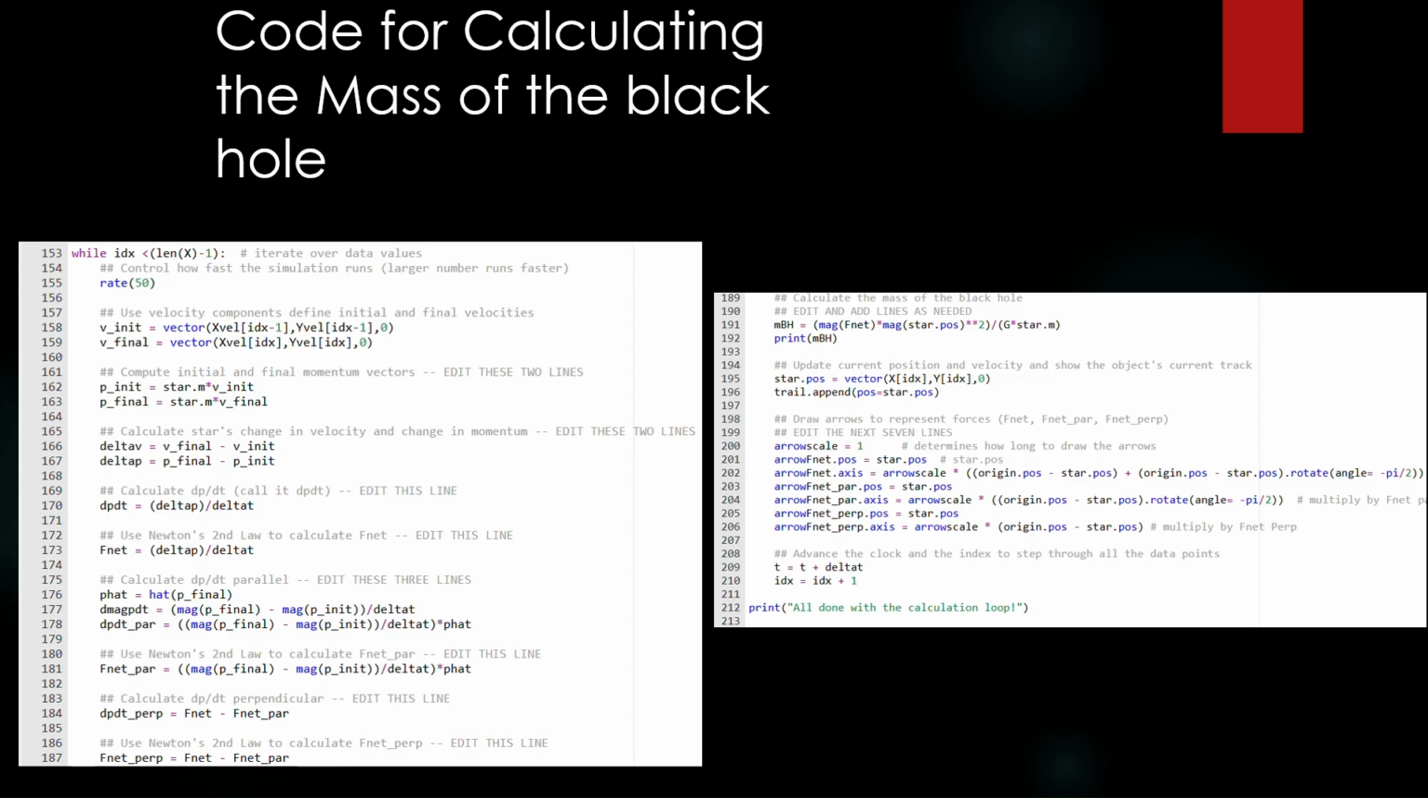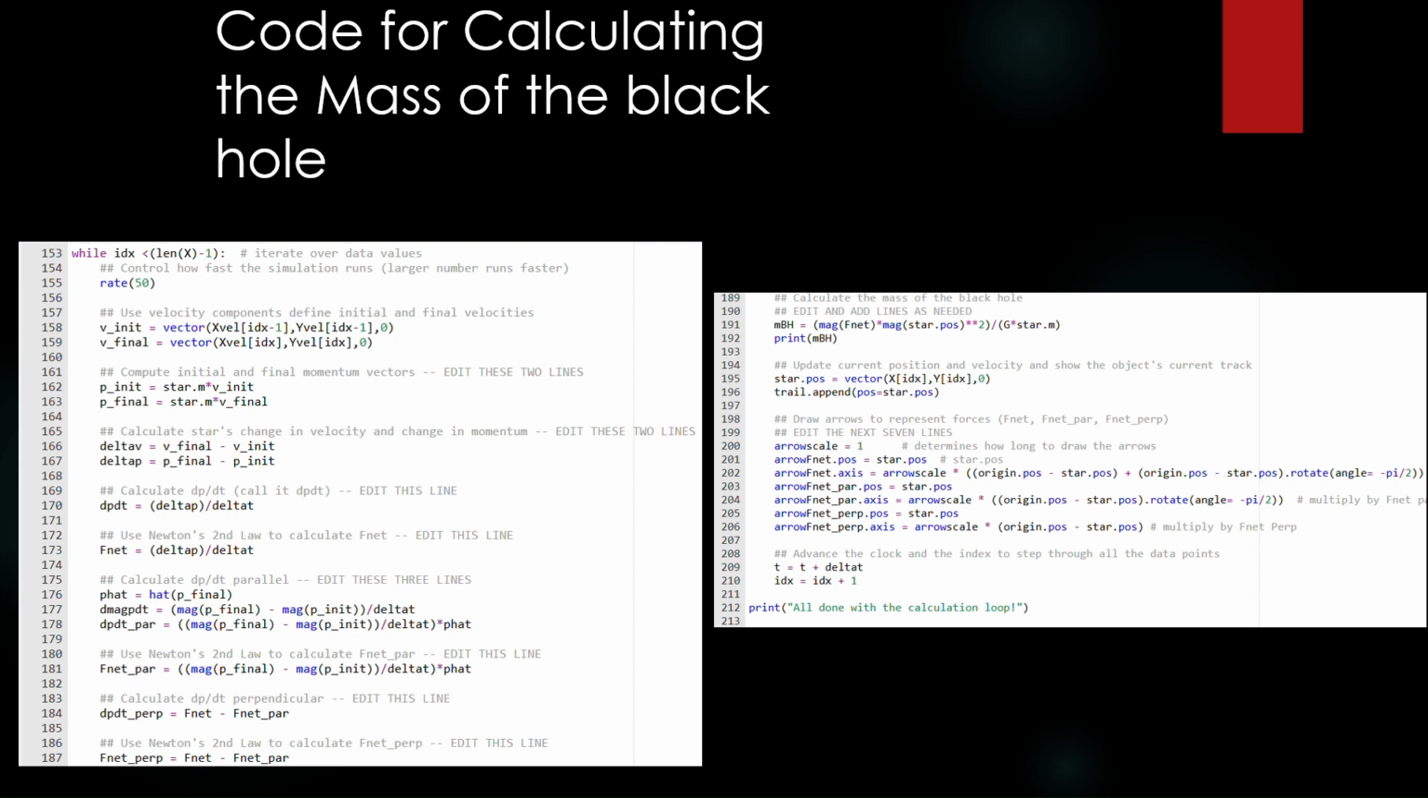The code for calculating the mass of the black hole is here to the left and right. We use the velocity and mass to find the momentum of the star, and from there the net force of the star. Afterwards, the change in momentum over the change in time parallel was found by taking the change in magnitude of the momentum over time times the direction of the momentum. And F net perpendicular was found by taking F net and subtracting F net parallel from that, since we know F net parallel plus F net perpendicular equals F net.